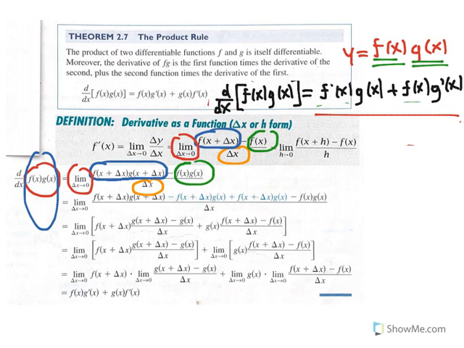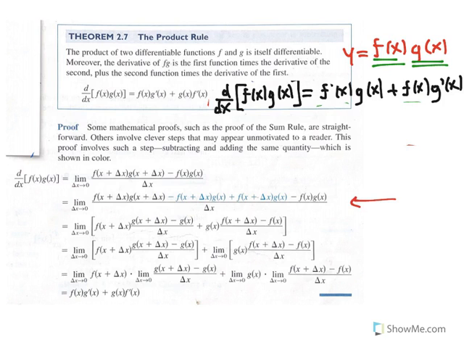Why do we do this? Because we're trying to find the derivative of this product, and this is what we mean by the derivative of a function. So that's why we do that. And this is the most important thing that I want you to understand from this proof, that this differentiation rule is proved using the definition of the derivative as a function. We'll go ahead and take a look at some of the other details.